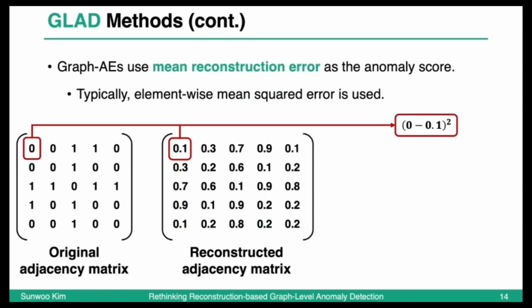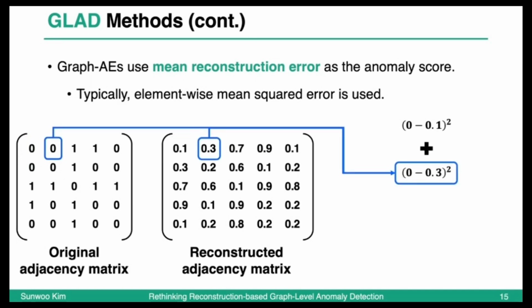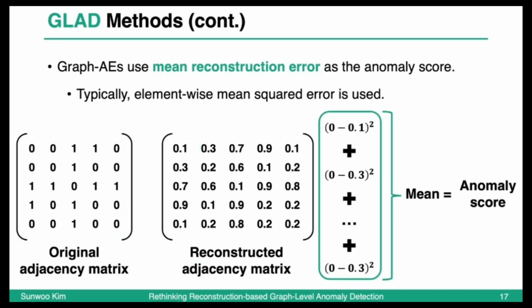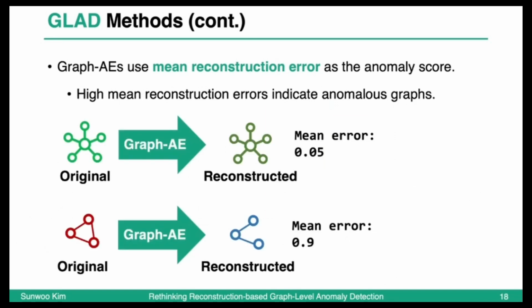These Graph-AEs use mean reconstruction error as the anomaly score. To this end, it uses element-wise mean squared error. That is, it computes squared error on each element. Then we compute the mean of them and regard it as the anomaly score of this graph. And in the final inference, we regard the graphs with high mean reconstruction errors as anomalies. In this example, red graphs have significantly high mean error. In this case, green graph is regarded as a normal graph, while the red one is regarded as an anomaly.